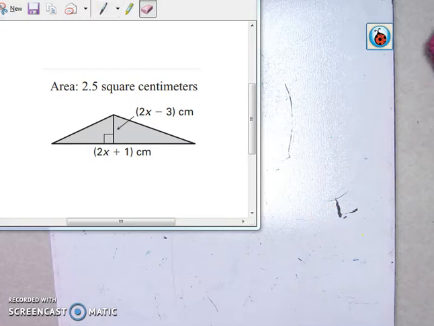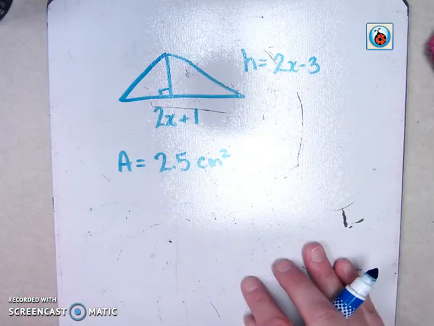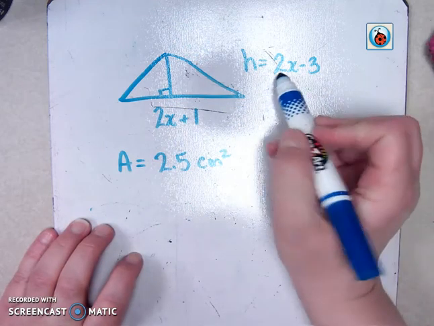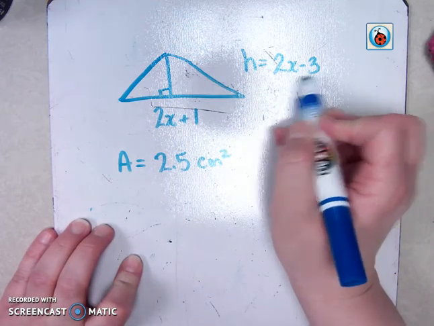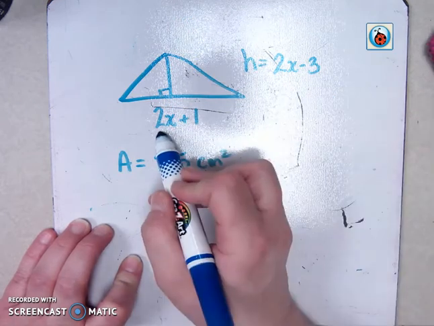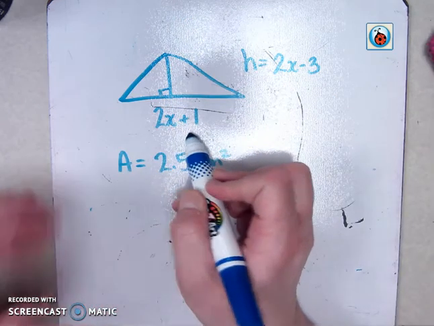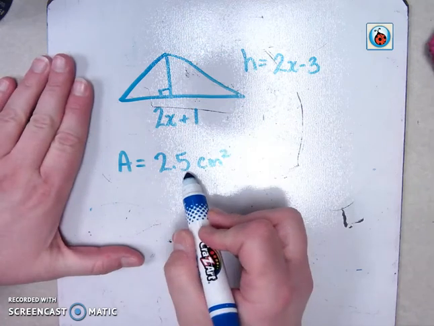So let me copy that down, and then you can also copy it down. Here's my triangle, and the height of the triangle is represented with 2x minus 3 centimeters. And the base is 2x plus 1, also centimeters. And then the area is this.